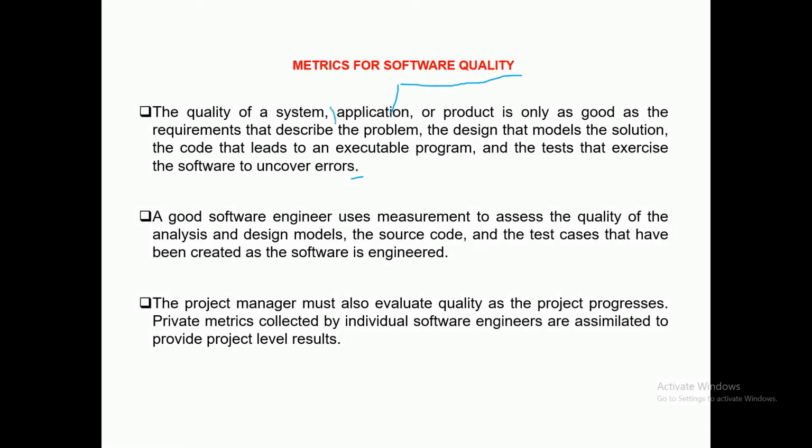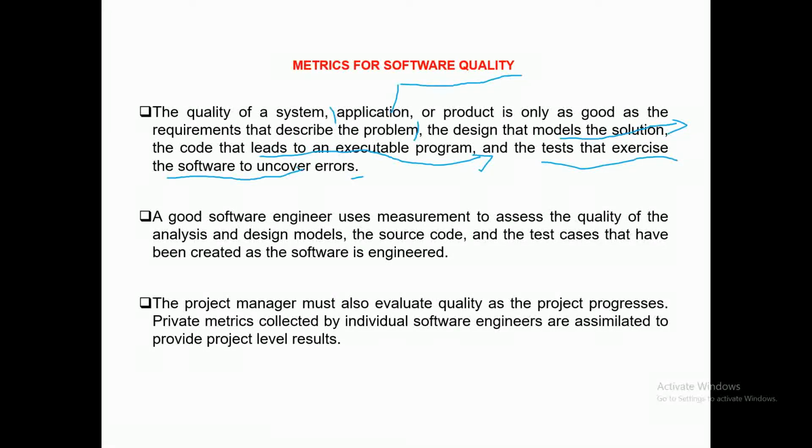The quality of a system states that the application or a product that you have developed is as good as the requirement that describes the problem, whether the requirement that you have formulated is completely describing your problem or not. The design that you have modeled is giving us a way towards the development or towards the solution. The code that leads to an executable program, the code that you have written, basically it is getting executed or not, it is giving you the desired output or not. And the test that exercises the software to uncover errors, whether your testing mechanism is really working towards uncovering all the hidden errors in your program. So 4 tasks are there. First, requirement identification from the problem, then basic design building, then third is the coding, and fourth is the testing.